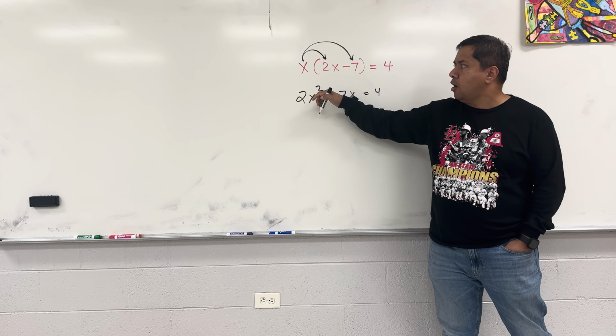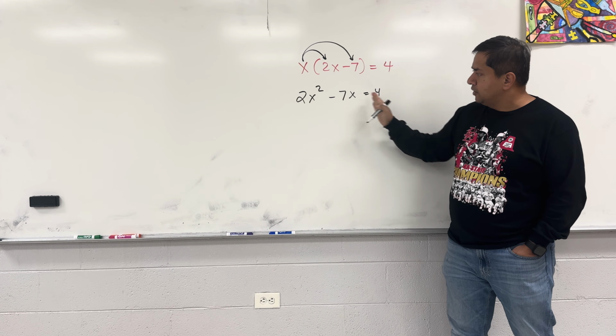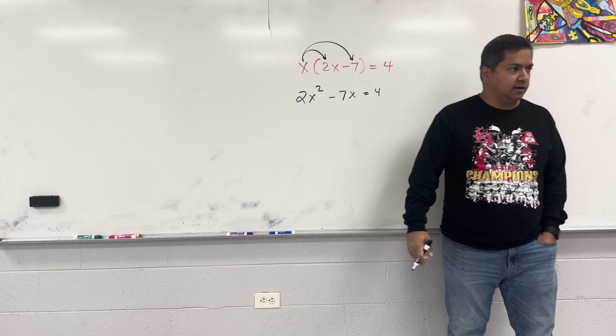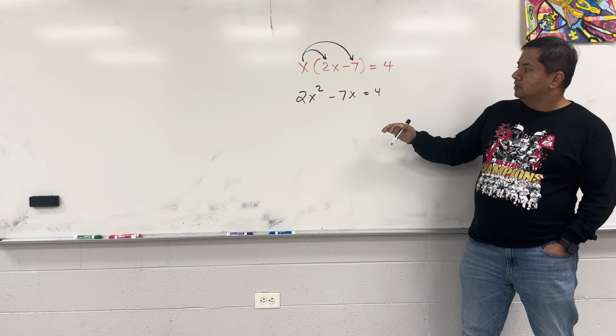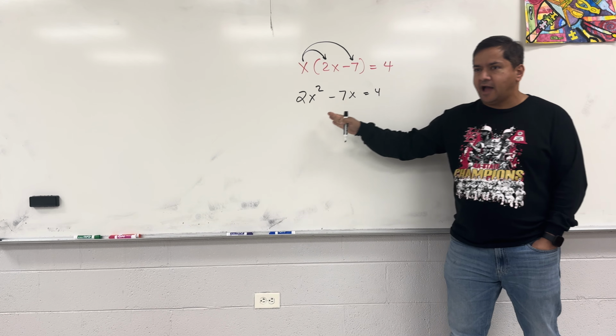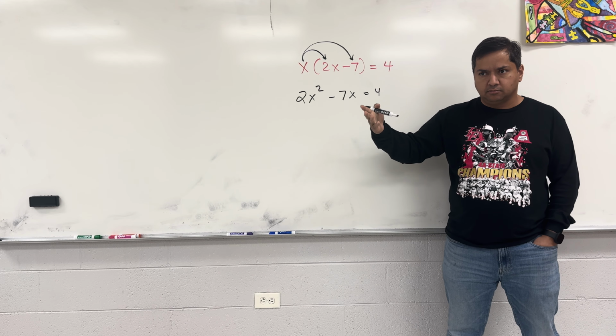All right, so now this looks a little better. This looks more quadratic than this did earlier, right? The power of 2. We have a trinomial, even though not everything is on one side, right? So for us to be able to solve this by factoring, remember we need to have that equation set to 0, right?